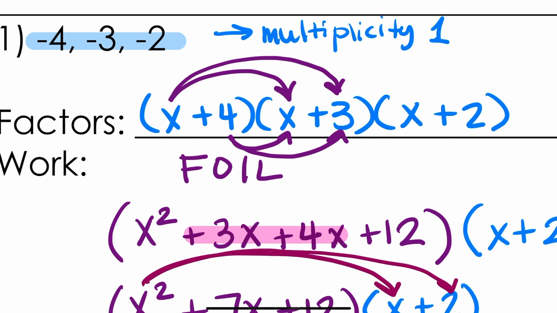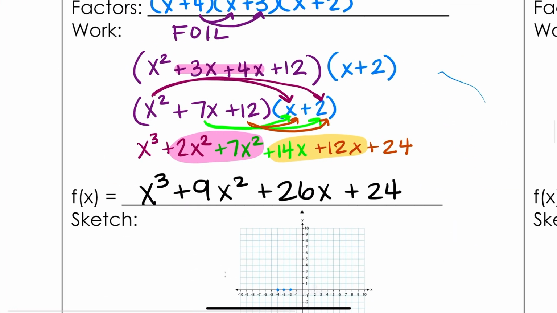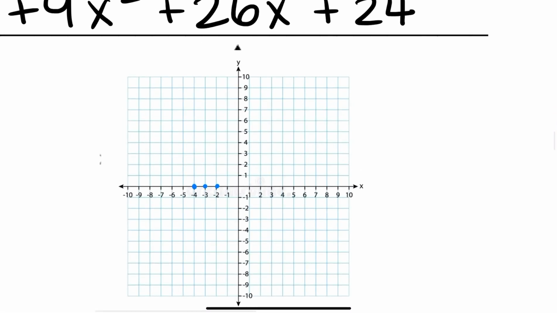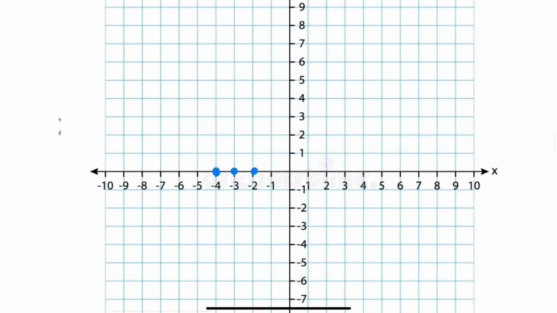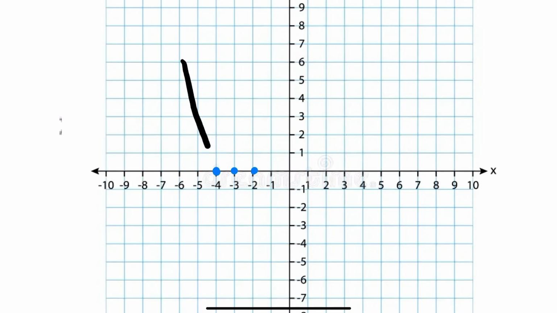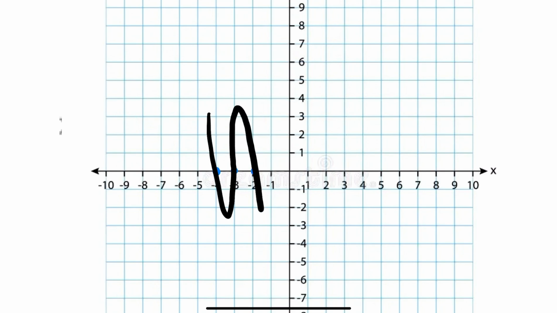So remember that when you have an odd number multiplicity, that means that the graph is going to go directly through that zero. So let me sketch what I mean by that. Either our graph is going to be coming from above and going down right through the -4, and then back through the -3, and then back through the -2, because the multiplicity is 1 for all of these zeros. So that means the graph should go straight through.